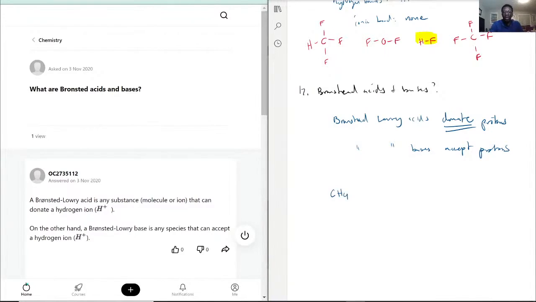CH4. All right. This is neither a Bronsted-Lowry acid or a base. It's actually a neutral compound. And you're probably wondering, wait, but it has so many hydrogens attached to it. This ties in with the electronegativity aspect, okay? And also its electron number.